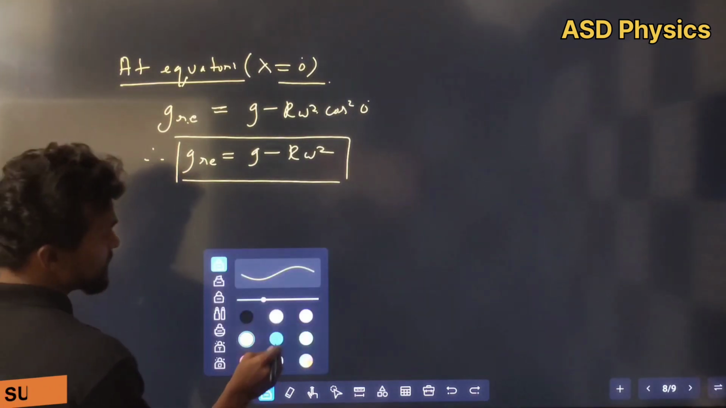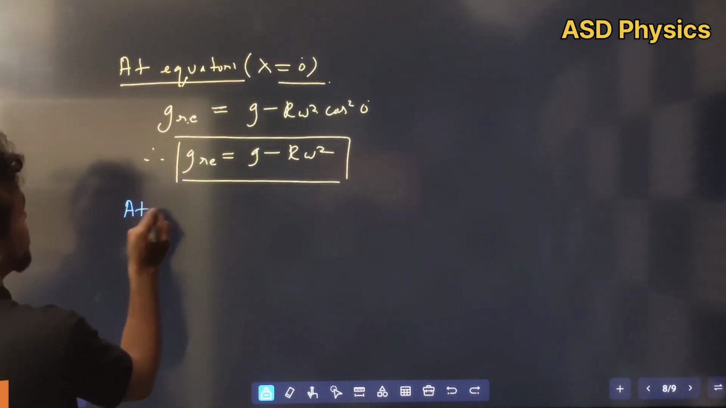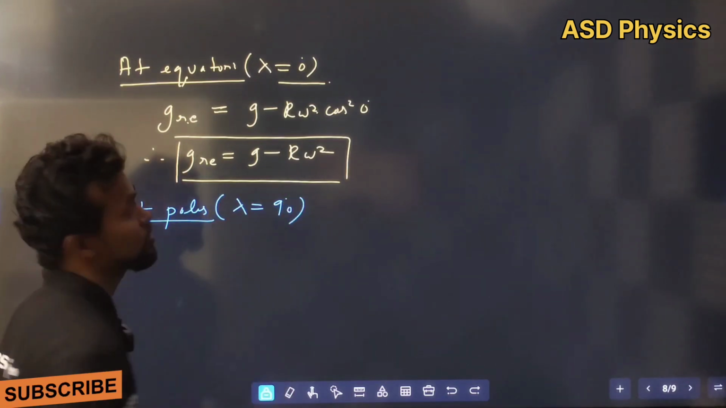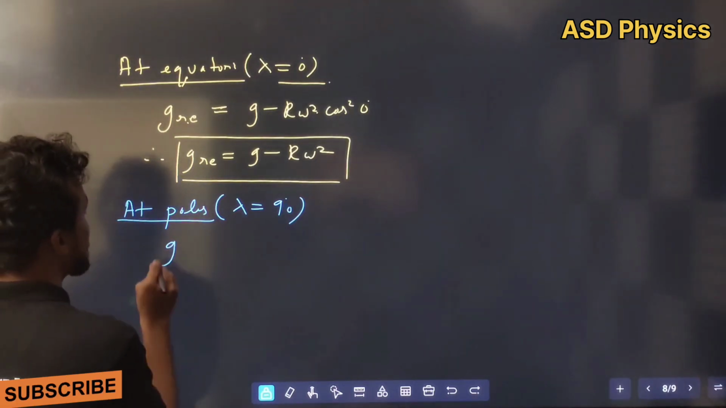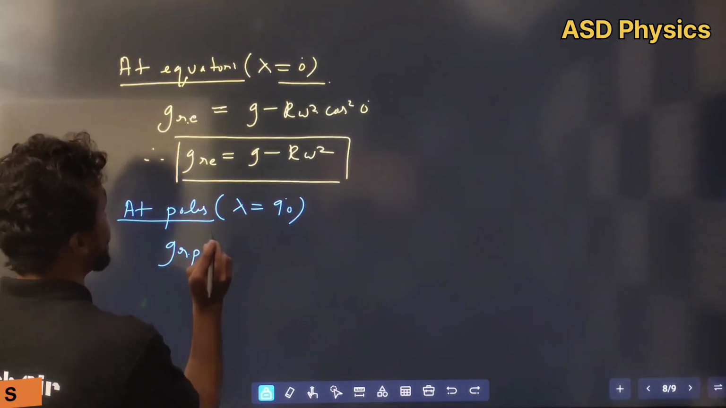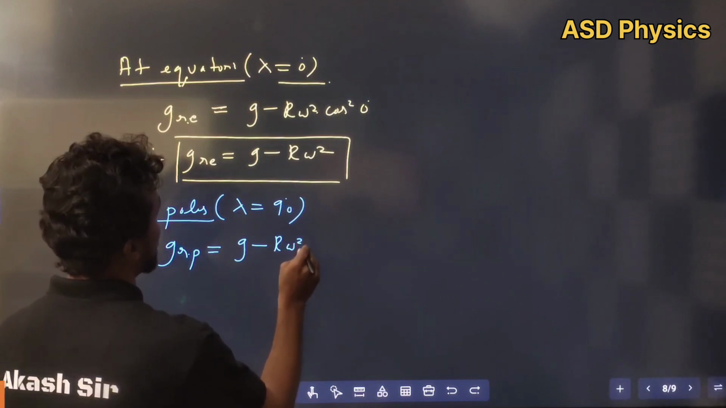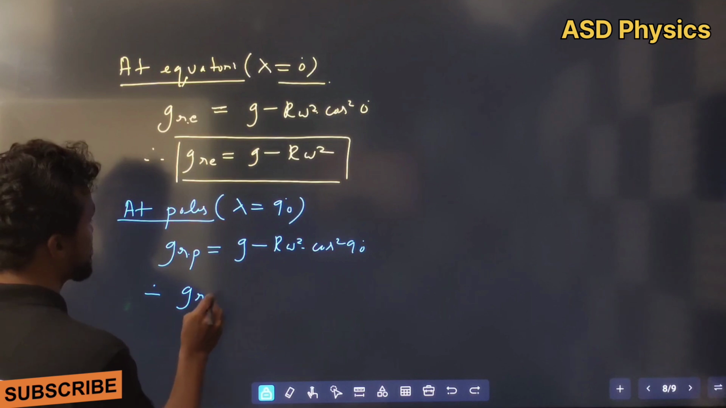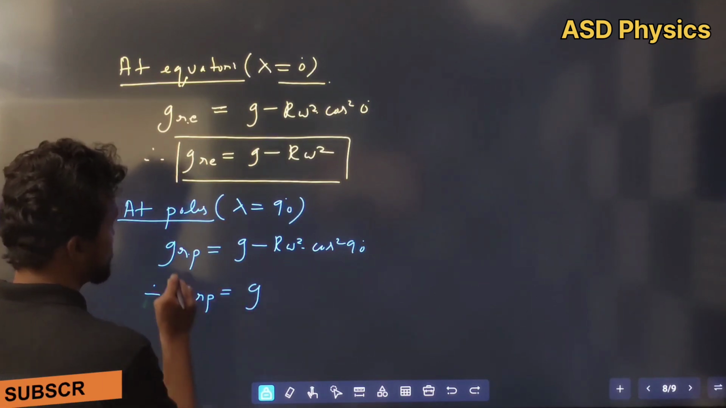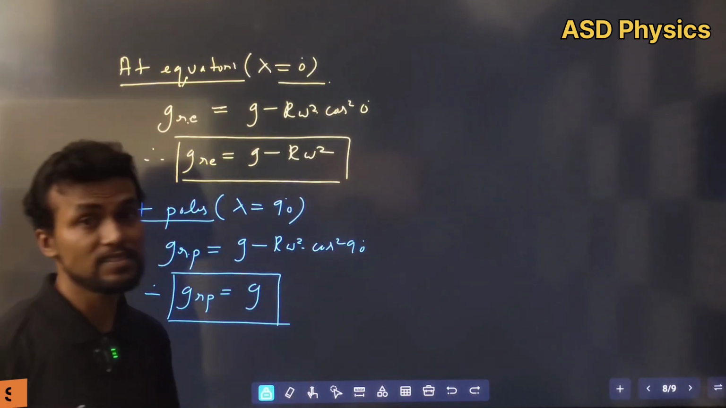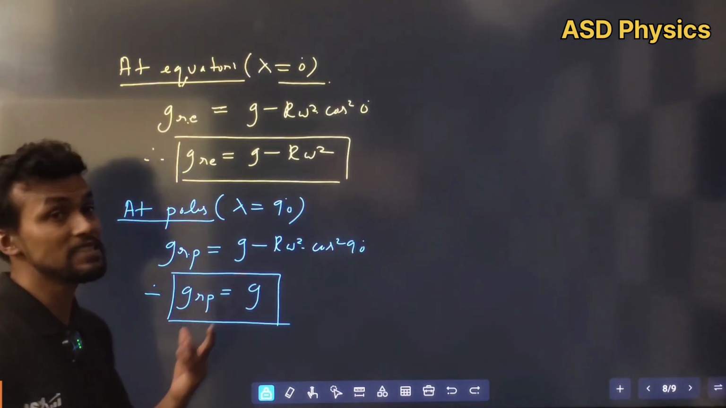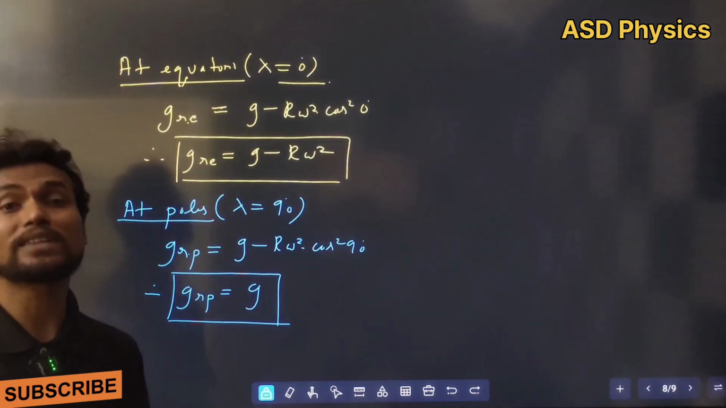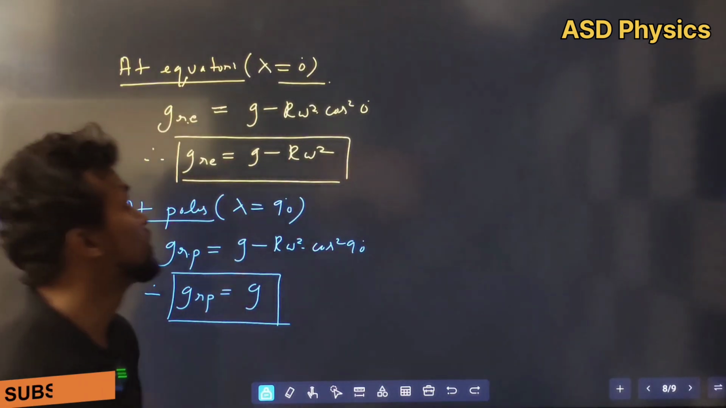Okay. Now after that, if I talk about the poles, just think please, at the poles the lambda value will be how much? At the poles, lambda value will be 90 degree. That means we can write here the gravity due to rotation at the pole is given by g minus R omega square cos square 90. Cos 90 is 0. That means the gravity due to rotation at the pole is given by g. That means the acceleration due to gravity at the pole is independent of the rotation of the planet. But the gravity value at the equator depends upon the rotation of the planet. Okay, so please remember that.